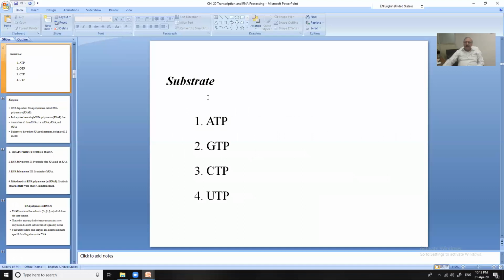These are the substrates: adenosine triphosphate, guanosine triphosphate, cytidine triphosphate, uridine triphosphate. These are nucleotides. So what is there in ATP? A ribose sugar, then 3 phosphate molecules.